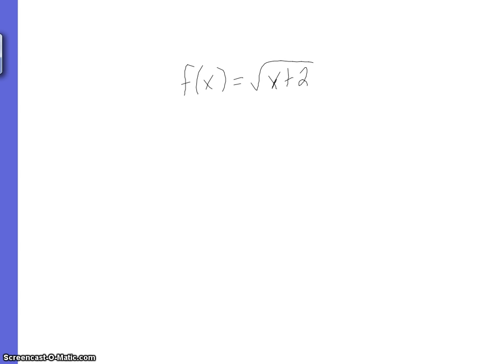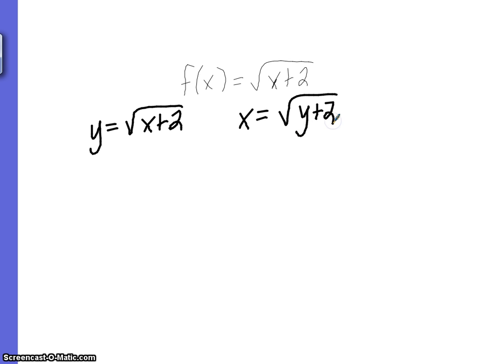Next, we've got f of x is equal to the square root of x plus 2. Almost identical to the last problem we did. So y is equal to the square root of x plus 2. And so I'm going to switch the variables. x is equal to the square root of y plus 2. To cancel out the square root, I'm going to start by squaring both sides.